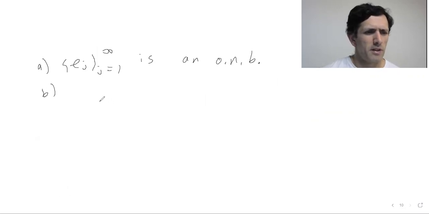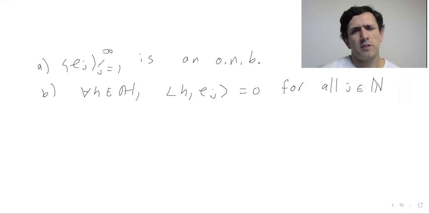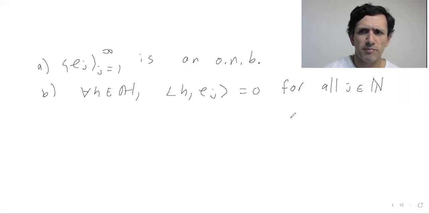B, for any element H in your Hilbert space, if all of these inner products with EJ equal 0, and obviously I'm just indexing this by the natural numbers, but you can index it by any countable set, well, this implies that H equals 0.